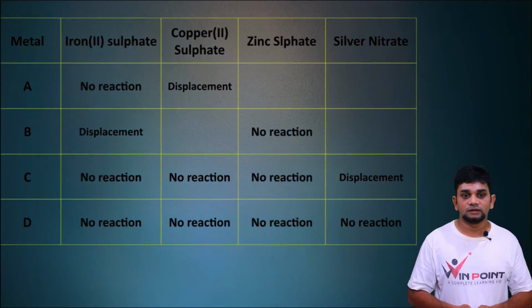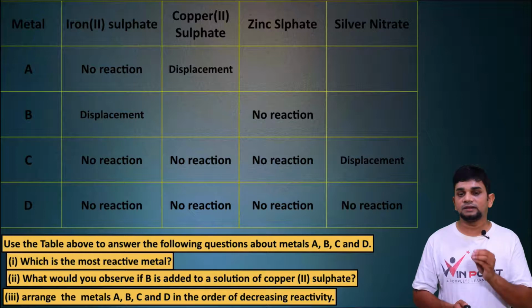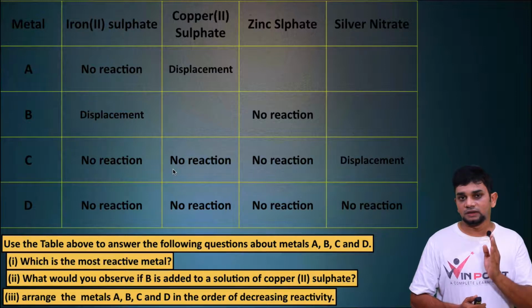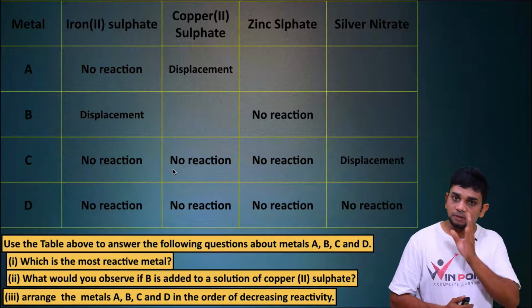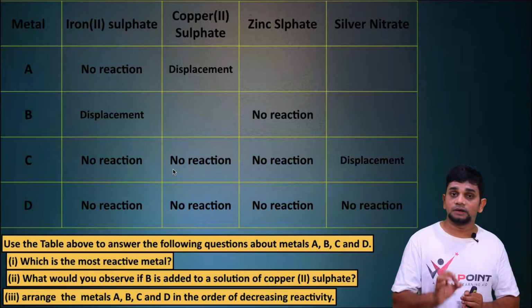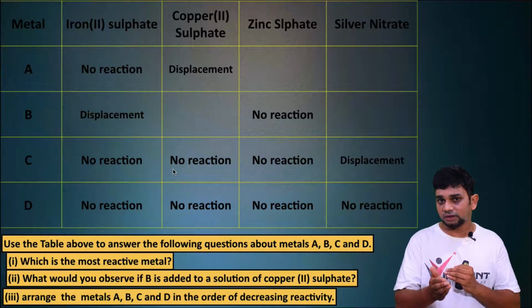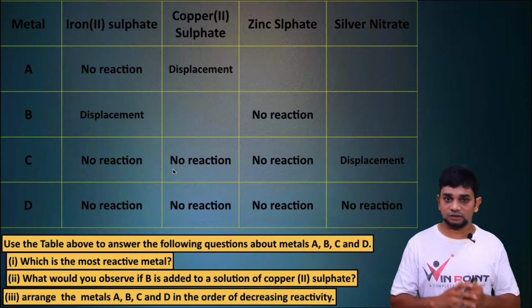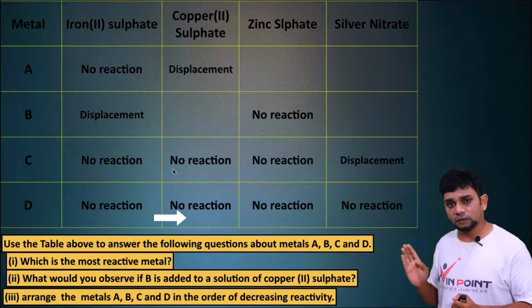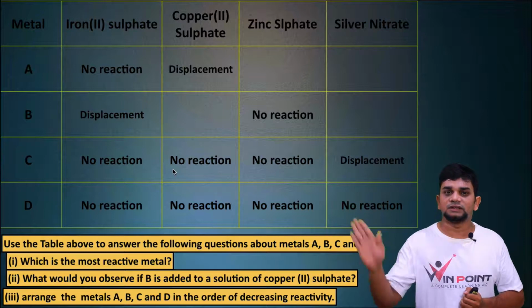The questions are: use the table above to answer the following questions about metals A, B, C and D. First question, which is the most reactive metal? A, B, C, D. We need to find the most reactive metal among these 4 metals. When we are observing D, you need to understand one thing. The most reactive metal will displace a less reactive metal. If there is a most reactive metal in place, there will be a displacement reaction. So in the case of D, there is no displacement reaction anywhere. In all boxes it is no reaction. So it is the least reactive element. So we are just avoiding D.